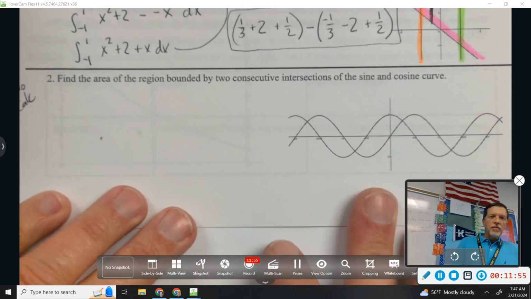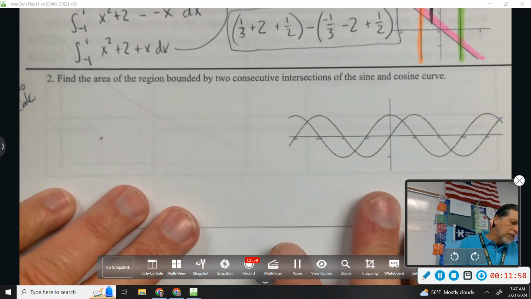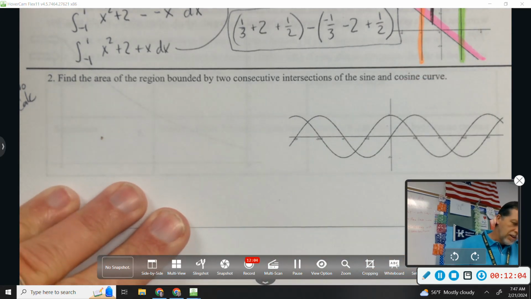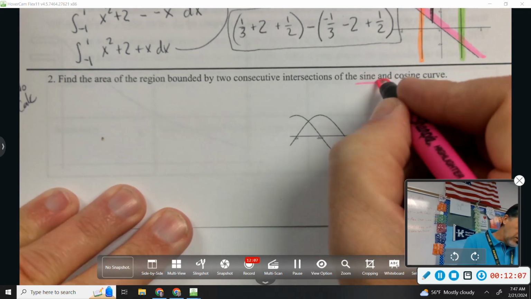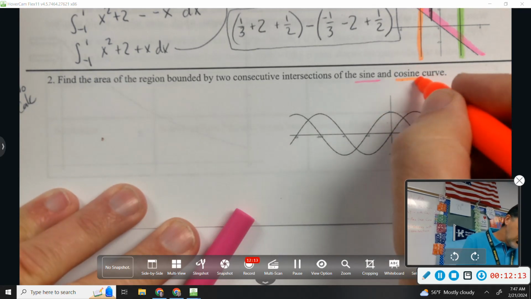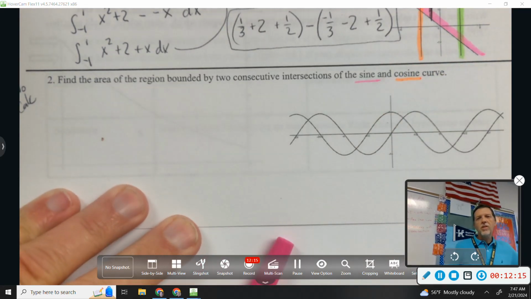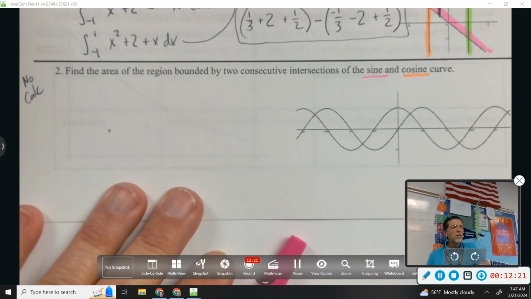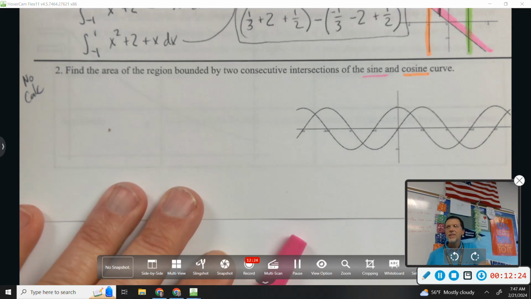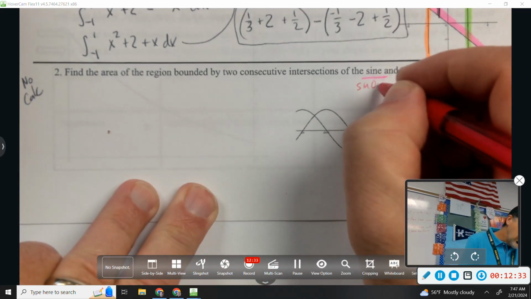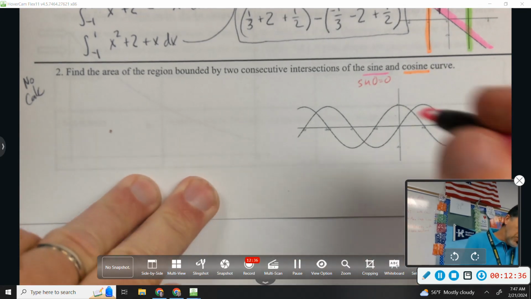Number 2. Find the area of the region bounded by 2 consecutive intersections of the sine and cosine curve. So again, we got to figure out which one's which. Okay, so you tell me, how do I know which one's sine and which one's cosine? Pre-cal experts. Alan? Sine of 0 is 0. Sine of 0 is 0, yep. So that means the one going through 0, 0 is sine.